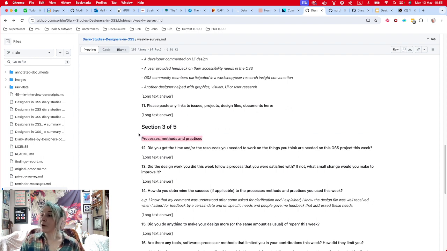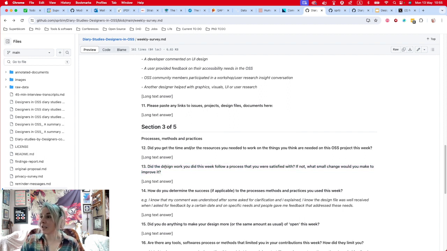Then we asked about processes, methods, and practices. Did they get the time or the resources that they needed to produce or work on the open source software project this week? Did the design work this week follow a process that they were satisfied with? If not, what small change would you make to improve it?